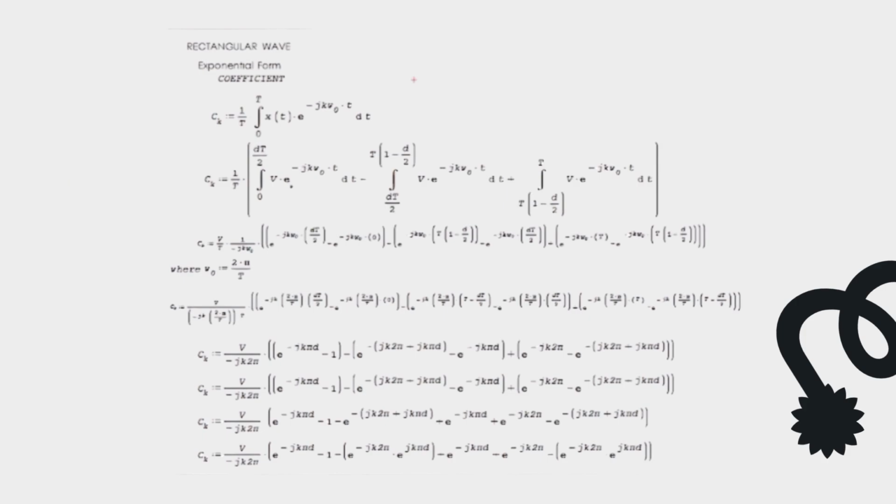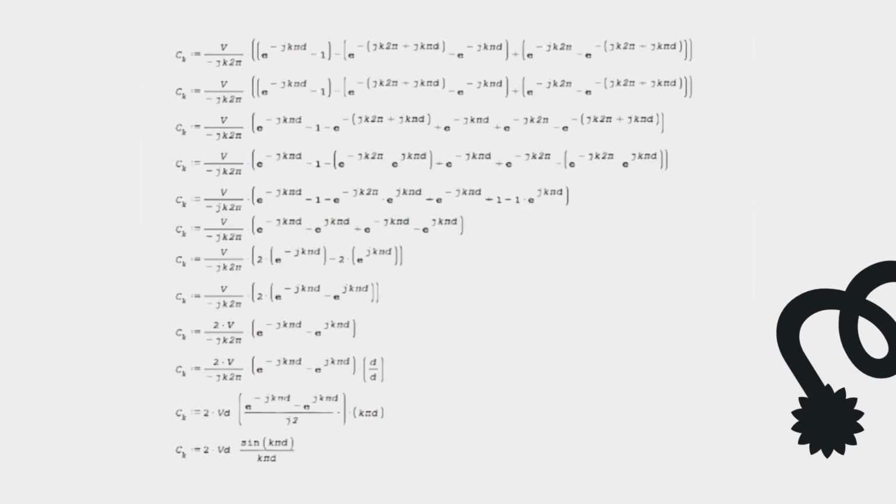So we will first substitute the value of the w naught. W naught is equal to 2 pi over t. So upon substituting, c sub k is equal to v over negative jk times 2 pi over t times t, and so on. And upon the integration and computing the coefficient, or the c sub k, we arrive at the answer of c sub k is equal to 2 times vd times sine k pi d over k pi d.